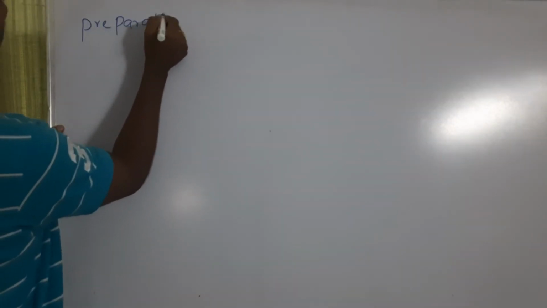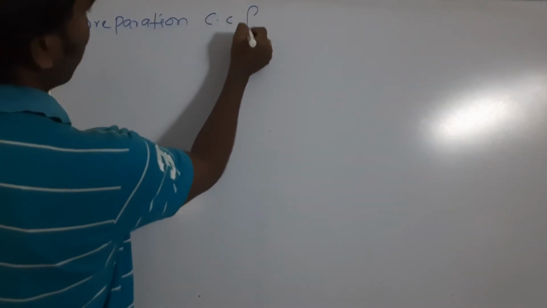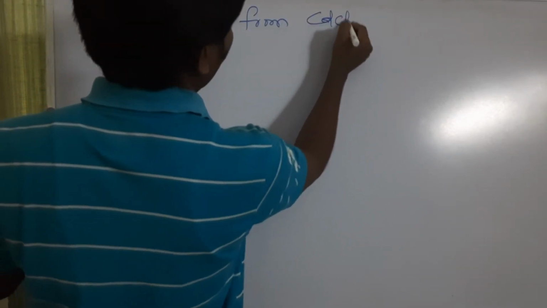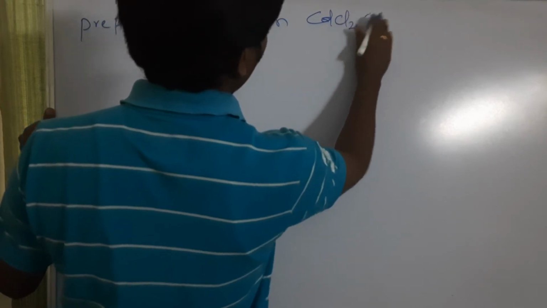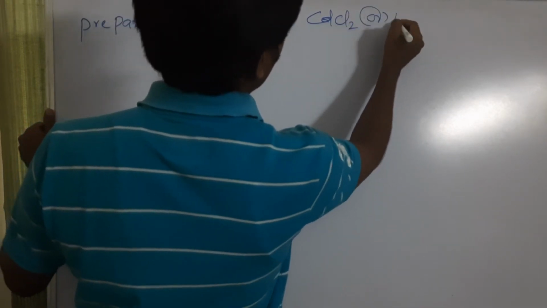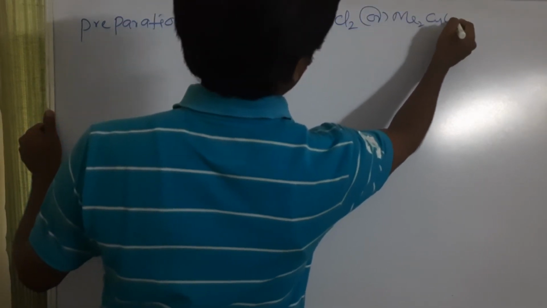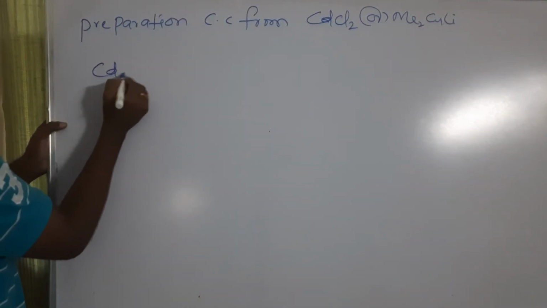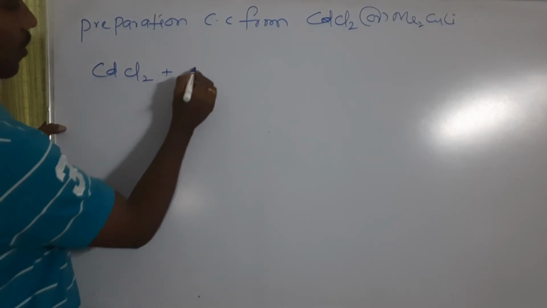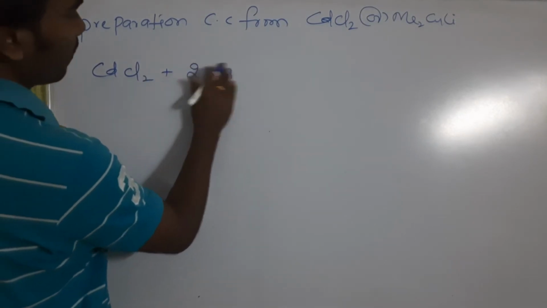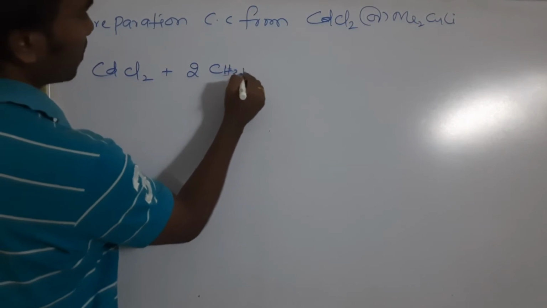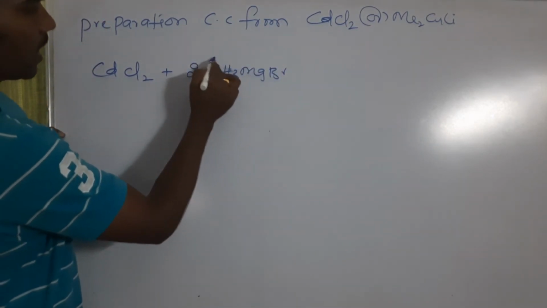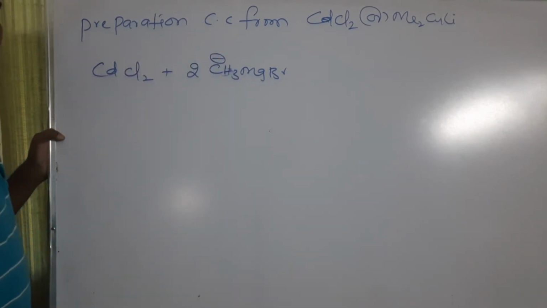Preparation of carbonyl compound from cadmium chloride, or you can say dimethyl copper lithium. For this, first I am taking cadmium chloride. This cadmium chloride reacts with 2 moles of Grignard reagent, CH3MgBr. I told you already, in this Grignard reagent this carbon will get a negative charge.